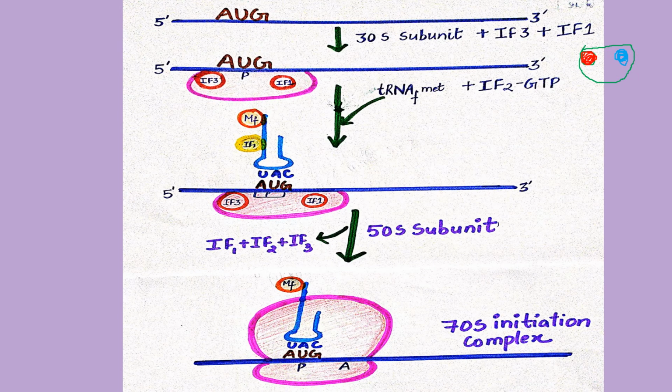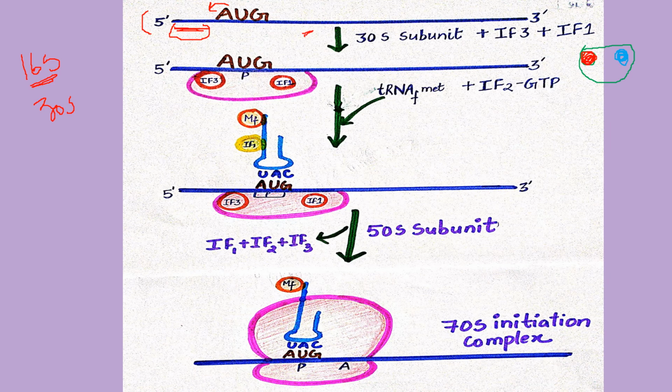Now I'll explain the steps involved in the initiation phase. Prokaryotic mRNA has a recognition sequence called the Shine-Dalgarno sequence in the untranslated region of mRNA, which is present upstream to the initiation site. This sequence is complementary to 16S rRNA. 16S rRNA is a component of the 30S subunit. So the 30S subunit recognizes the Shine-Dalgarno sequence of mRNA.